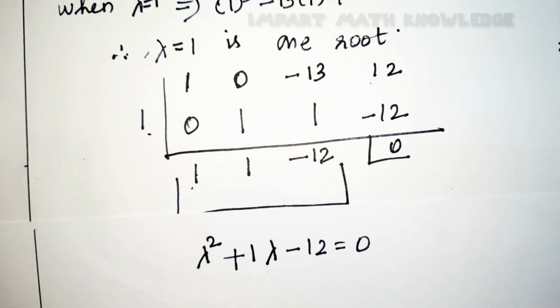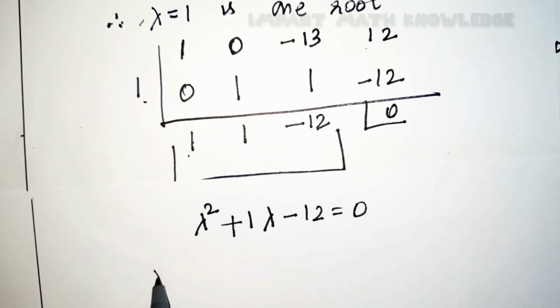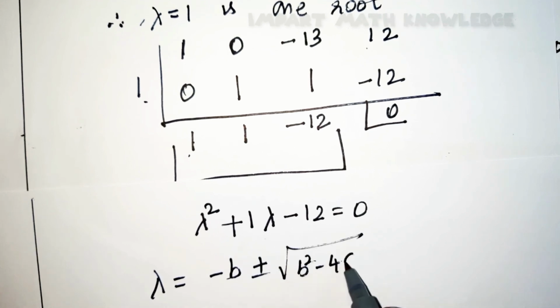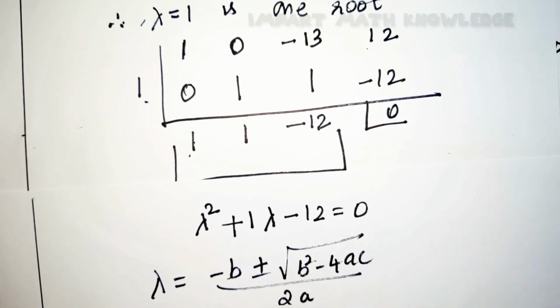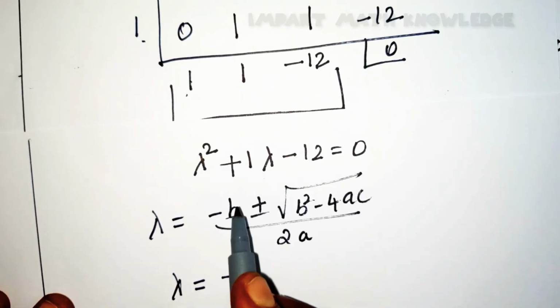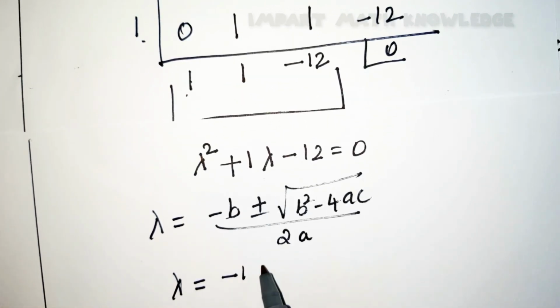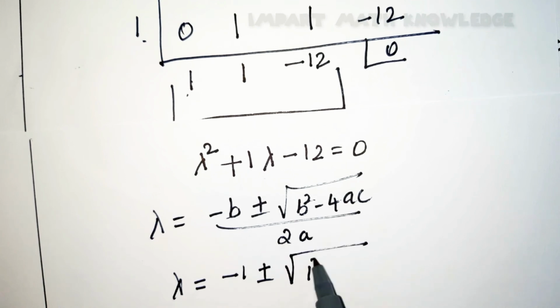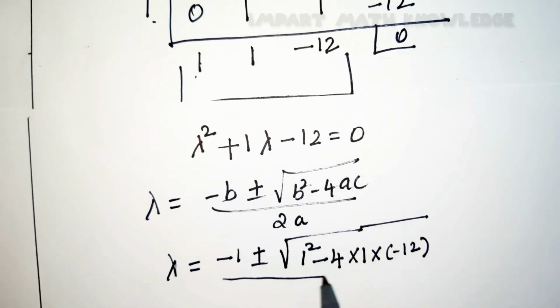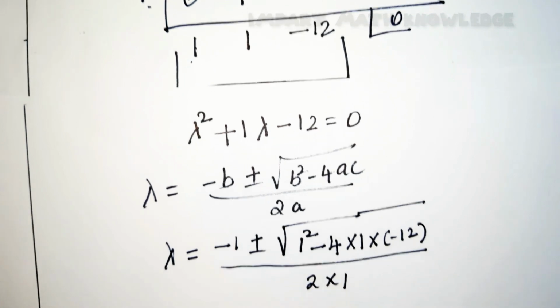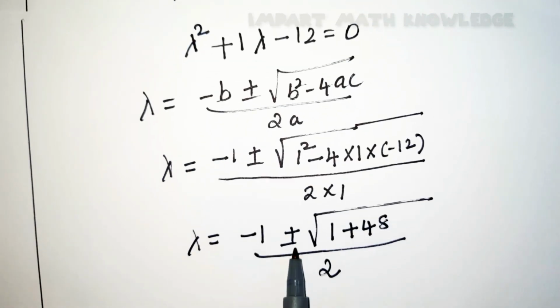From this we can find 2 more roots. This is quadratic in lambda, so we can use the formula lambda is equal to minus b plus or minus square root of b square minus 4ac by 2a. Lambda is equal to, b value is 1, plus or minus square root of 1 square minus 4, a value is 1 and c value is minus 12, divided by 2 into 1. Lambda is equal to minus 1 plus or minus square root of 1 plus 48 divided by 2.